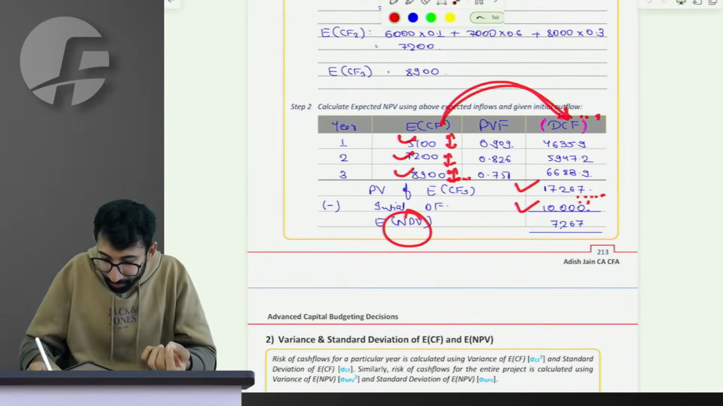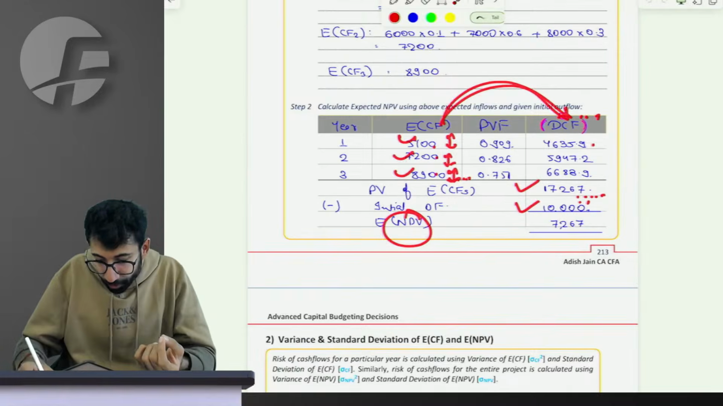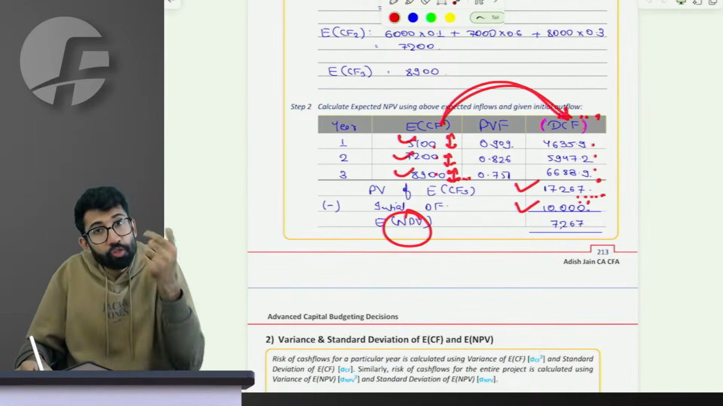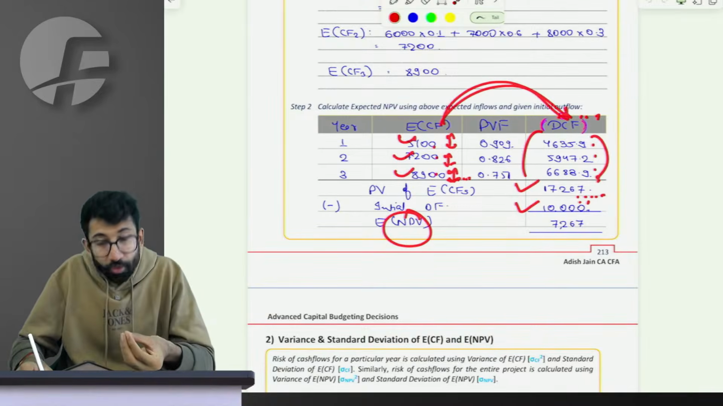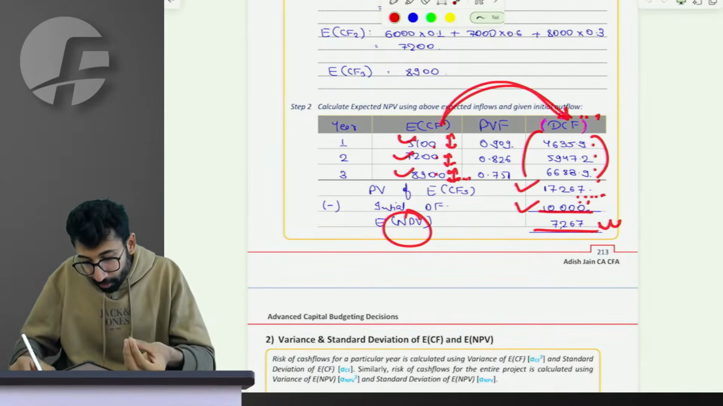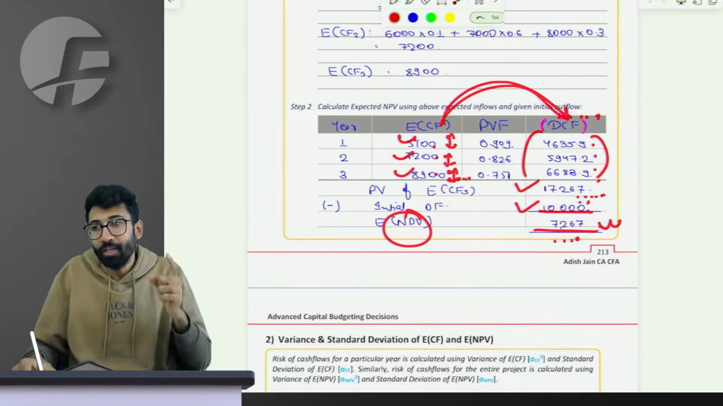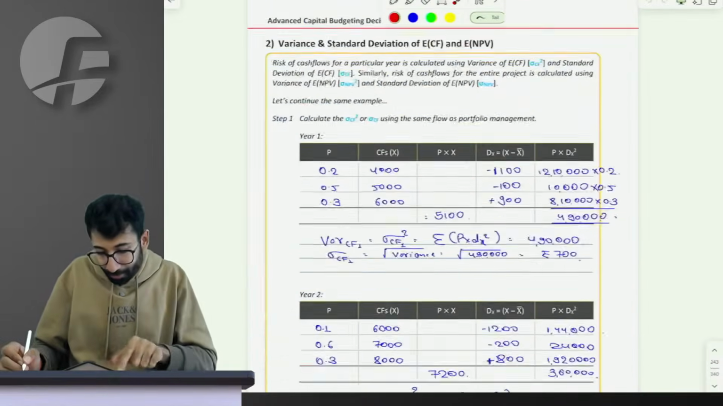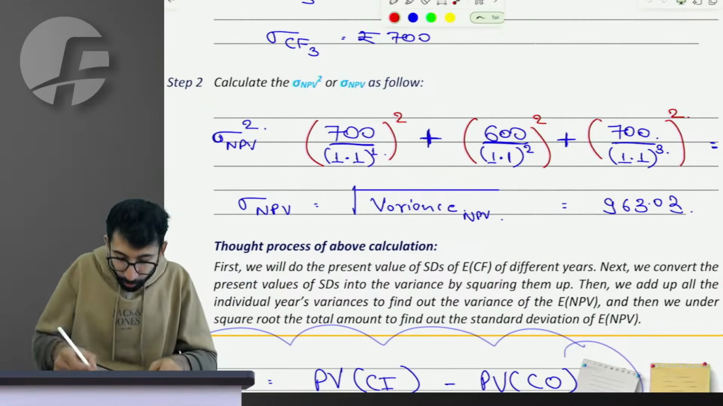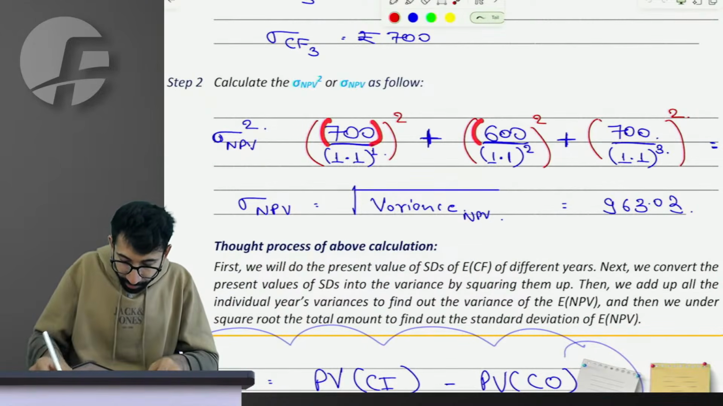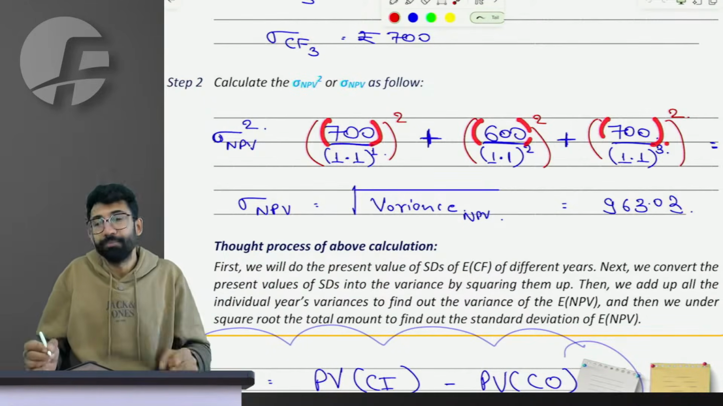So now we have the present value of future cash flows as my NPV. Those future cash flows are subject to deviation, then even the present value is subject to deviation, which is why my overall NPV is subject to deviation. Let me try to explain that to you in a very simple manner. For respective year 1, 2 and 3, how much is the amount of deviation? 700, 600 and 700. Do you all agree?